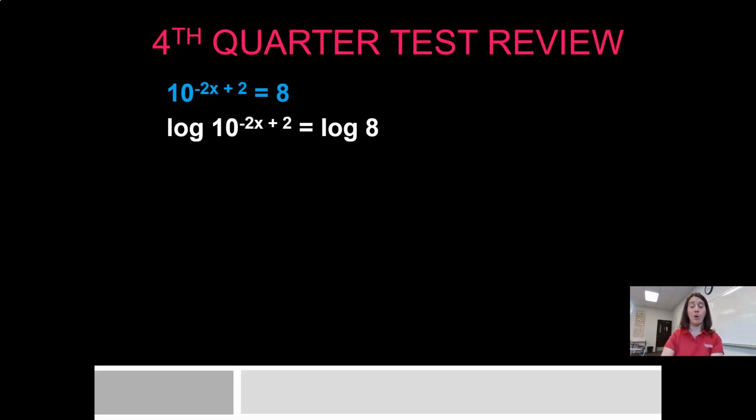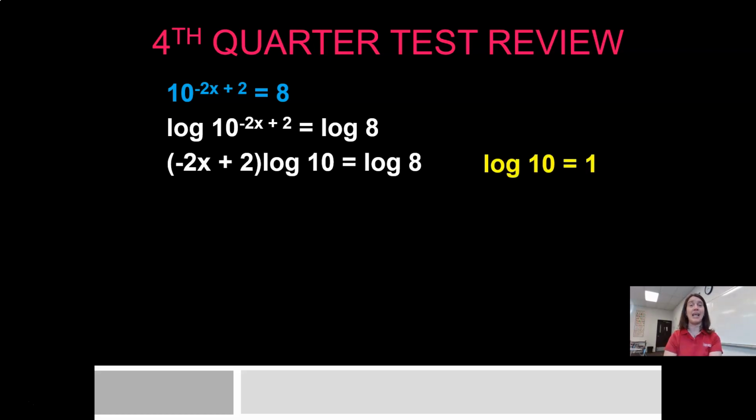Now again, why did we want to put a logarithm on both sides of the equation? Anytime I had a logarithm that had an exponent, we could shift that exponent down to the front. So I have negative 2x plus 2, and I kept that inside parentheses because there were two different terms there, and then log 10 equals log 8. Now, what's very, very helpful about this question is the fact that on the left-hand side, I see log 10, and I know that log 10 is equal to 1.